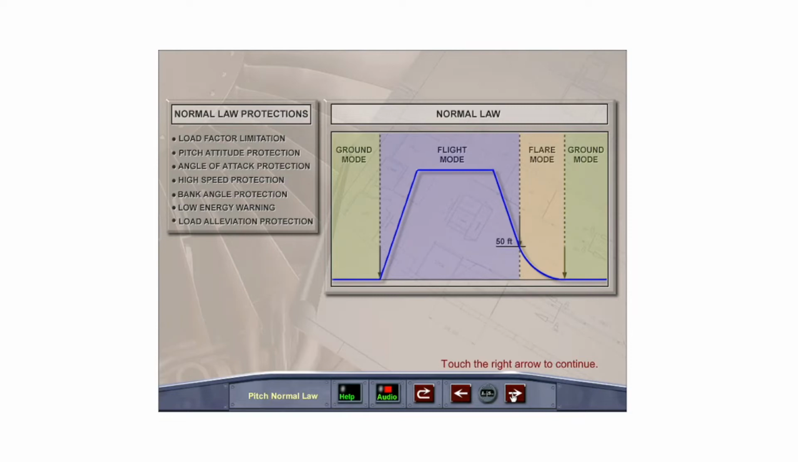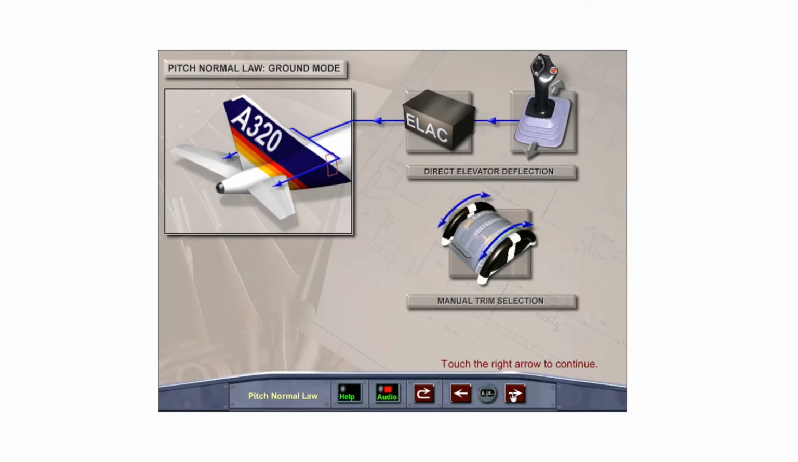Normal law encompasses 3 modes: ground mode, flight mode, and flare mode. On the ground, because sophisticated protections are not required, elevator deflection is in direct proportion to side stick movement. Auto trim is not functional, allowing the pilots to set the trimmable horizontal stabilizer manually for takeoff to adjust for C of G variations.